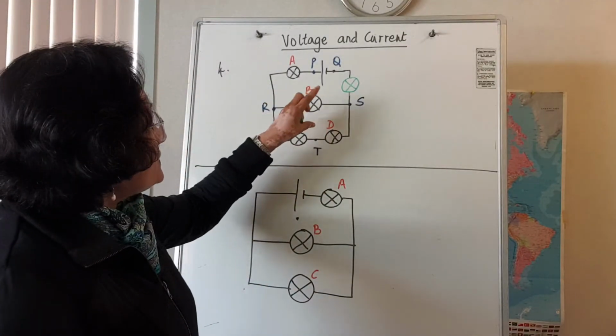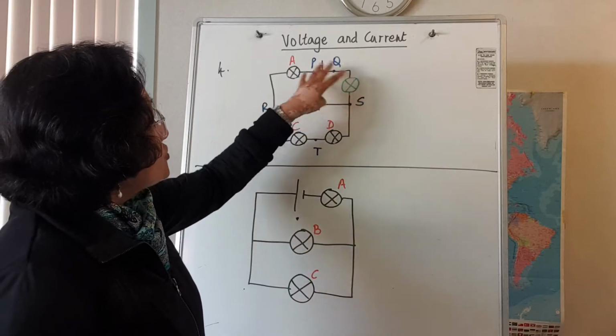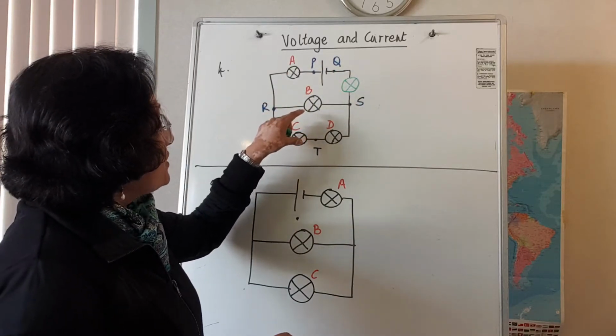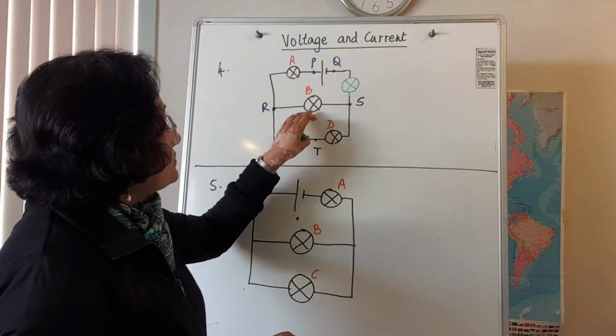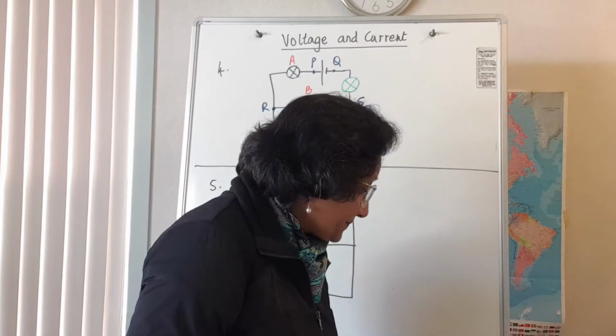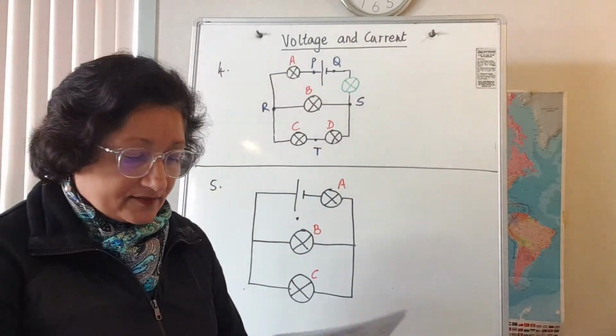Okay, and then what's going to happen to the voltage across B? Because the current drawn from the battery decreases, B is going to get a smaller proportion of the current. So the voltage across B is going to decrease as well. Now let's move on to question 5.